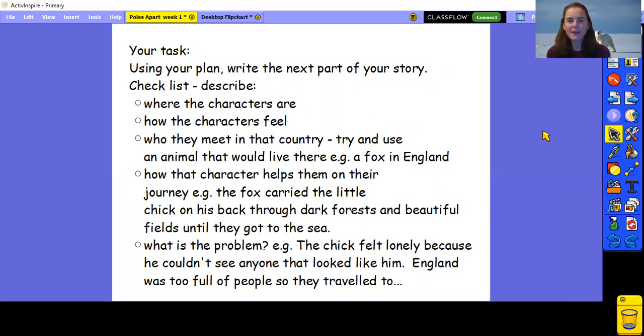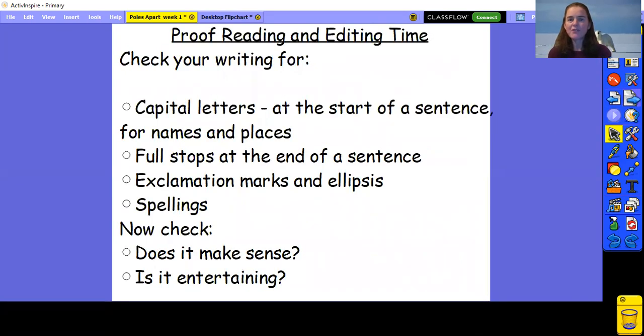So today I would like you to do one more part of your story, thinking about the first country they arrive at, who they meet, what happens to them, what problems they face, and how they overcome them. Once you've done that, then I want you to read through your writing again and check your writing for capital letters at the start of a sentence, for names and places, a full stop at the end of the sentence. You might be using exclamation marks and an ellipsis today, and also check your spelling.